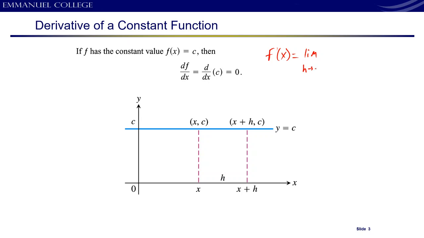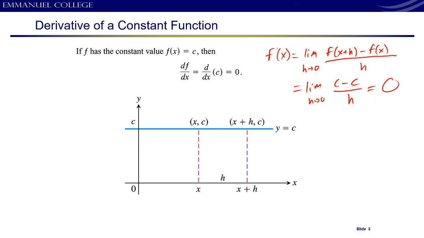Because even if you do the difference quotient, when you do f of x plus h minus f of x, if it's constant, then it doesn't matter if it's x plus h. I have the limit as h goes to 0 of c minus c divided by h. So constant makes sense. It's just never going to have a reasonable or useful value.